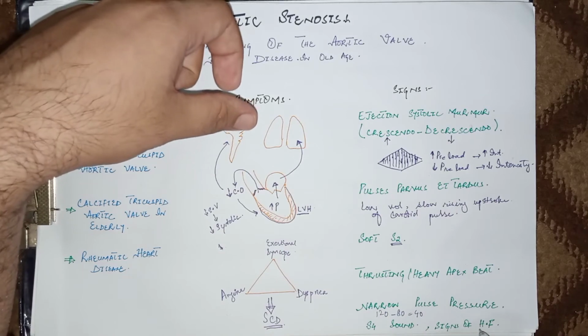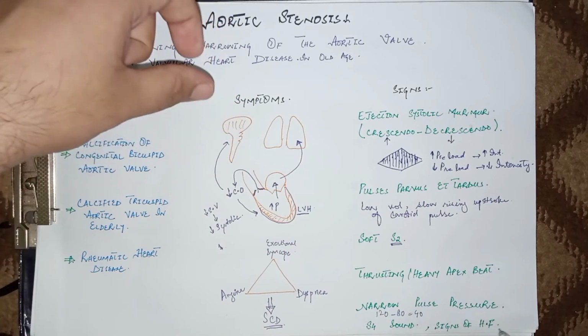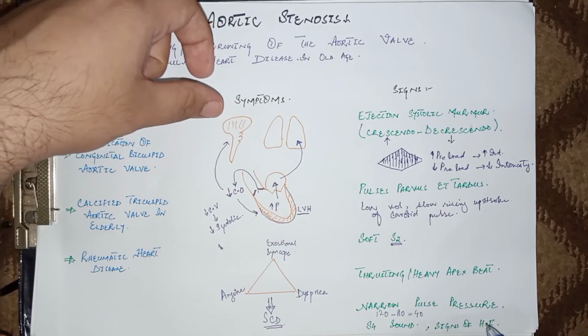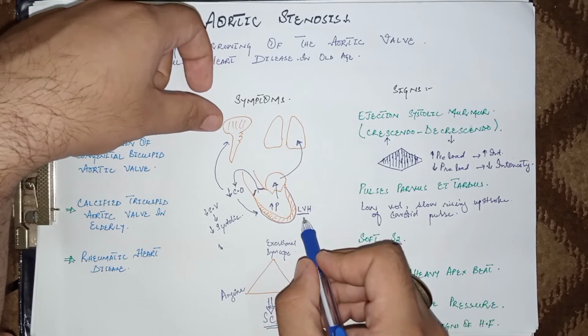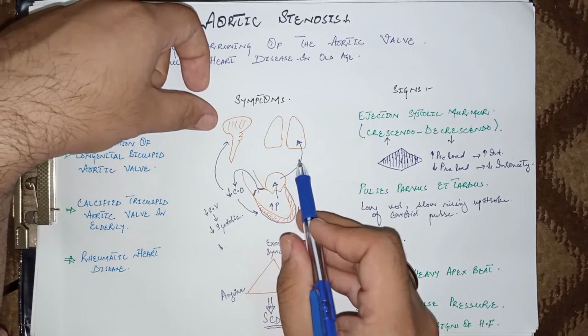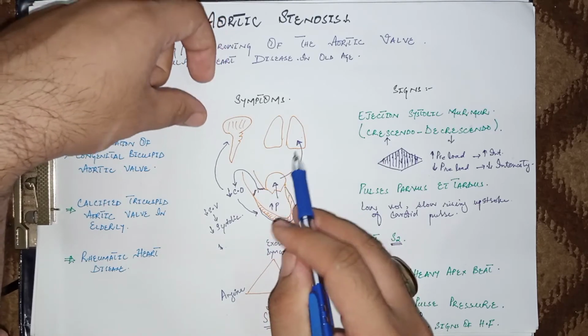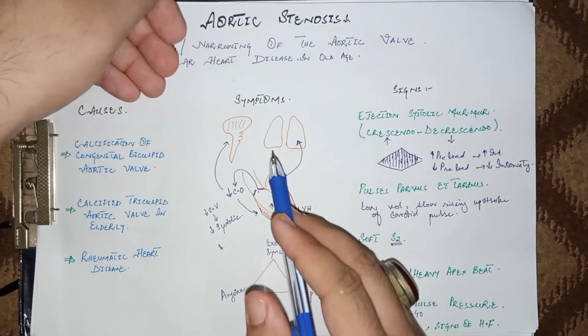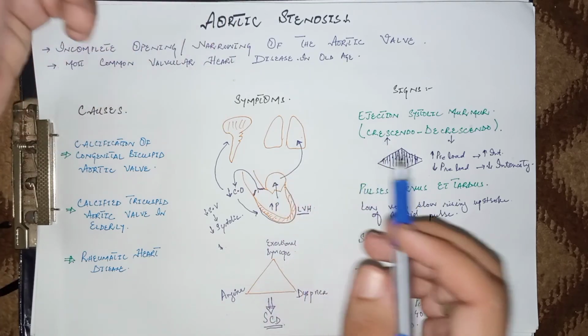And the signs of heart failure occur in these patients at the advanced stages of aortic stenosis, as we have discussed that this hypertrophy may end up with dilation and regurgitation. Ultimately the left ventricular failure occurs in these patients. So these are the clinical signs and symptoms of aortic stenosis.